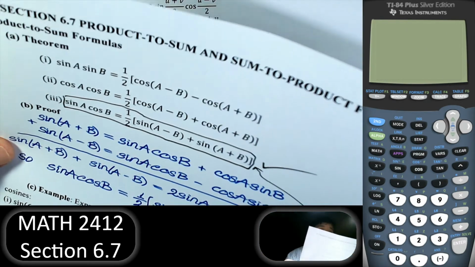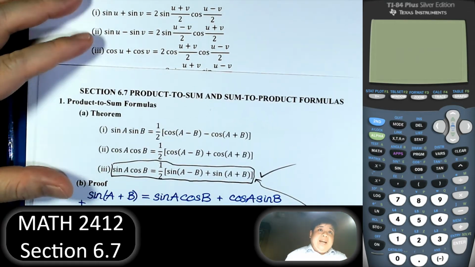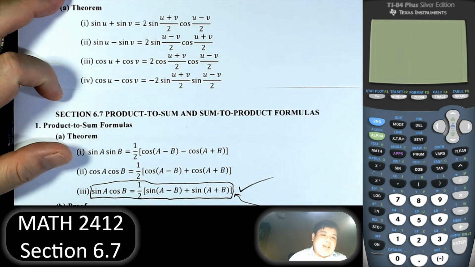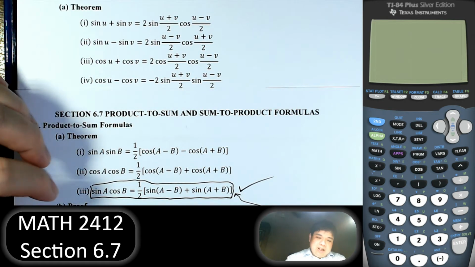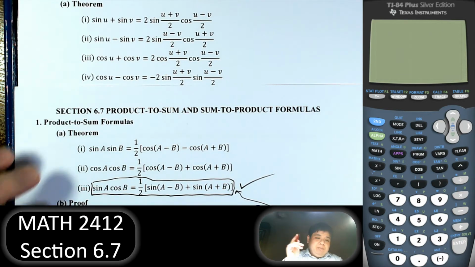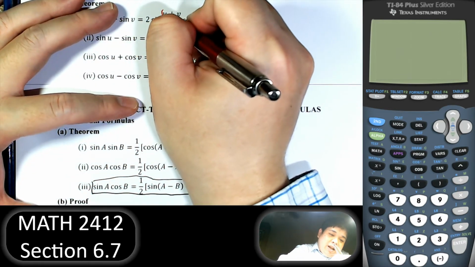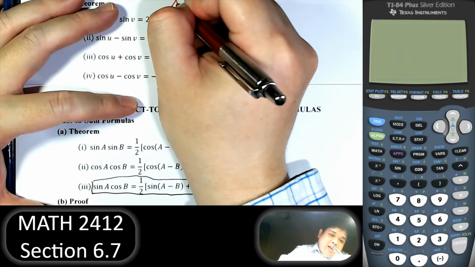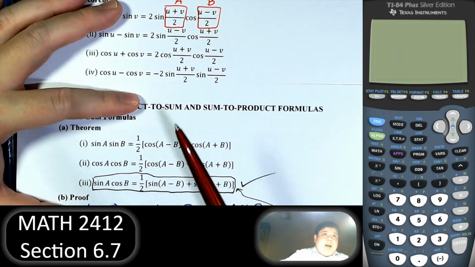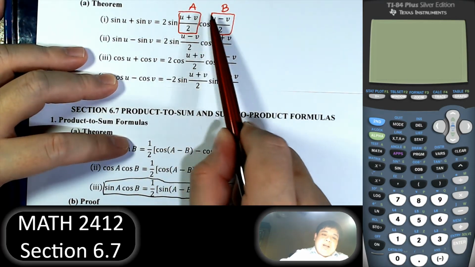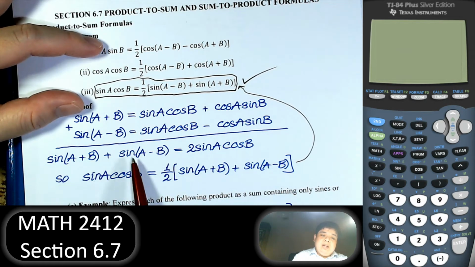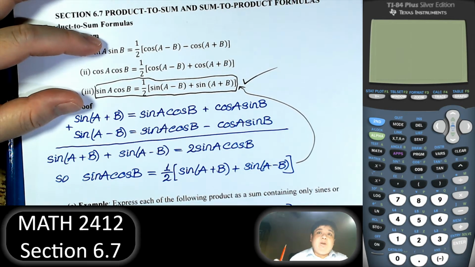Right. Now, so that is a product to sum. Now we go to a sum to product. And if you pay attention, all of a sudden we go from A and B to U and V. Well, I did that for a purpose. Notice that product to sum and sum to product go from one side to the other. So now, if we have this as A and this as B, then we will have 2 sine A cosine B. Of course, 2 sine A cosine B is equal to sine of A plus B and sine of A minus B. That is from a product to sum.